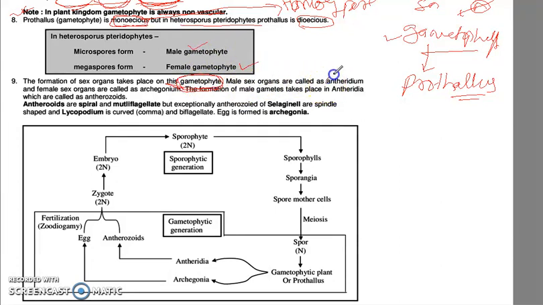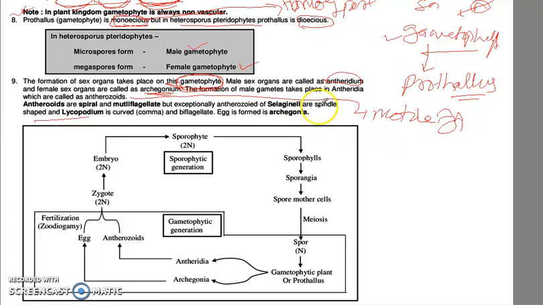The gametophyte plant bears the sex organs that produce the gametes. The male sex organ is called antheridium, as you already know, and the female sex organ is called archegonium. The male gametes formed in the antheridium are called antherozoids, and the antherozoids are normally motile, and multiflagellated, meaning they have many flagella.